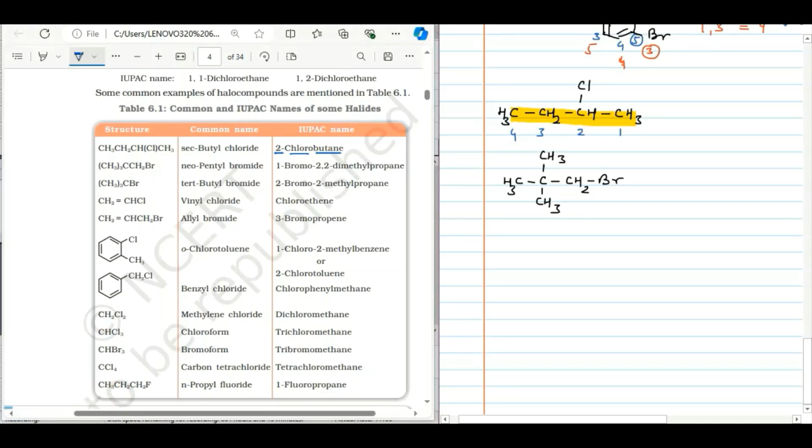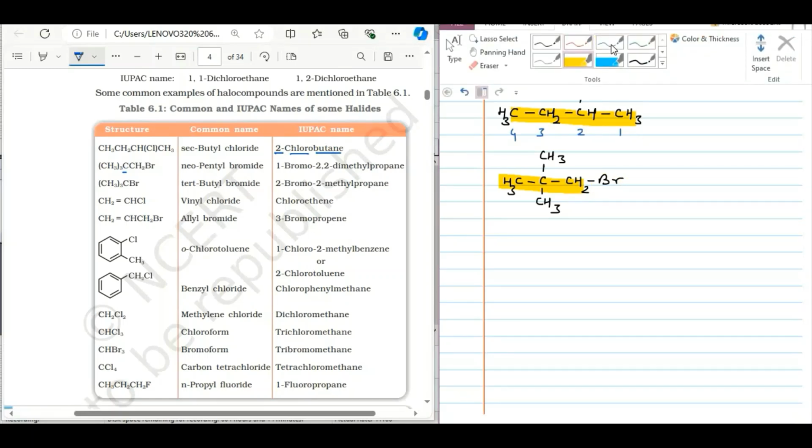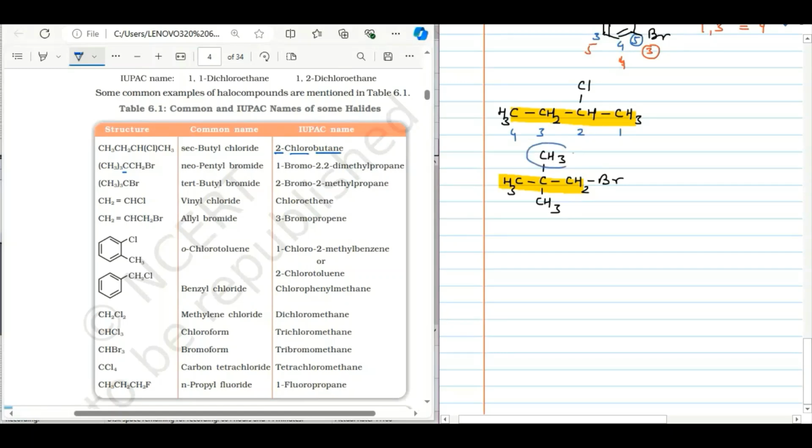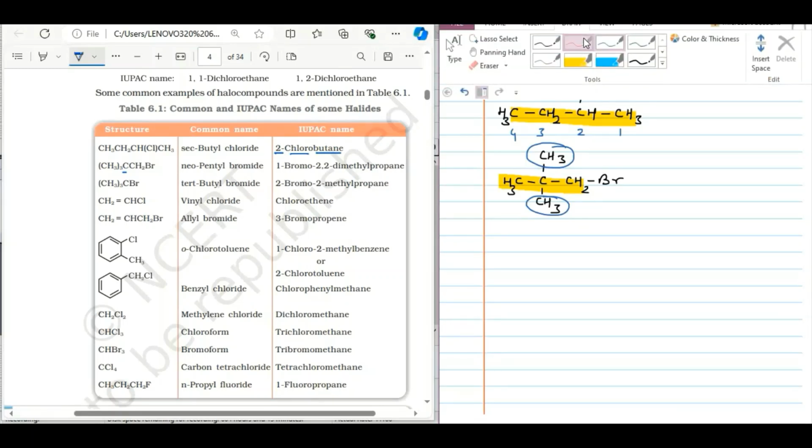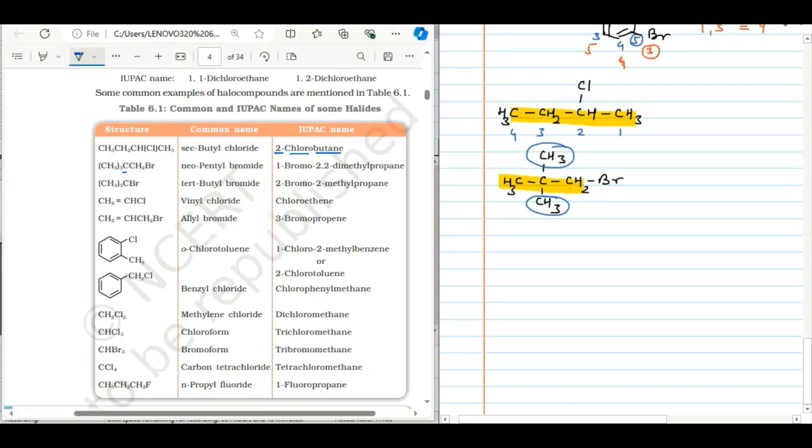So there are 3 CH3 which are bonded to one C and this C is bonded to CH2Br. Now again select the longest carbon chain that contains your functional group Br. So this is the 3 carbon long chain which contains your functional group Br. Now identify the substituents. So this is a methyl substituent and another is also a methyl substituent. Now number this chain so that bromine will get the lowest possible number. So again you have to number this chain from the right direction. So 1, 2 and this is 3.